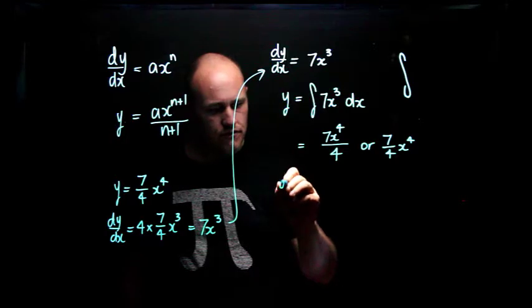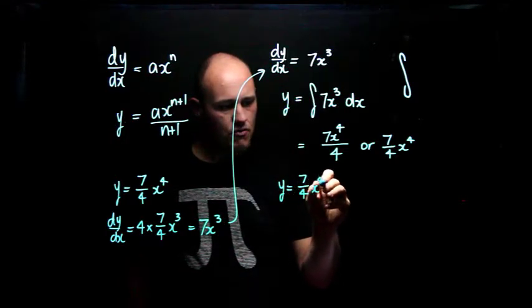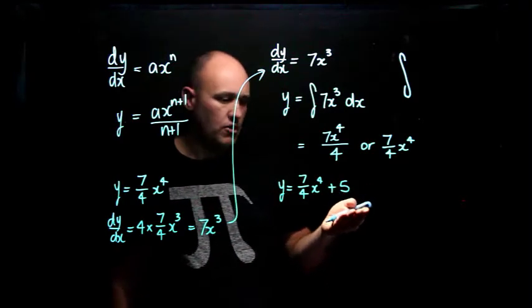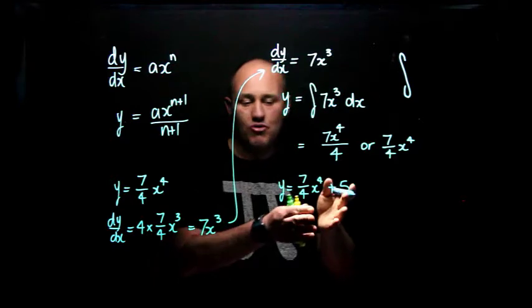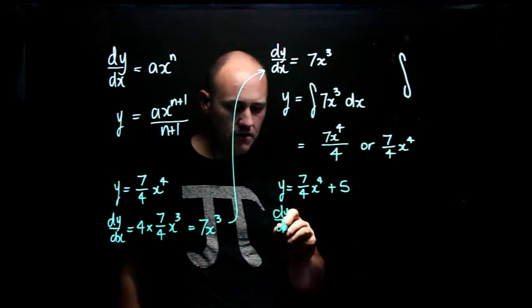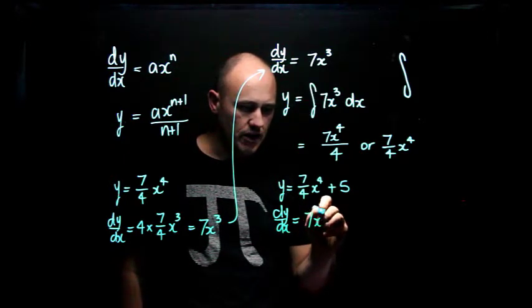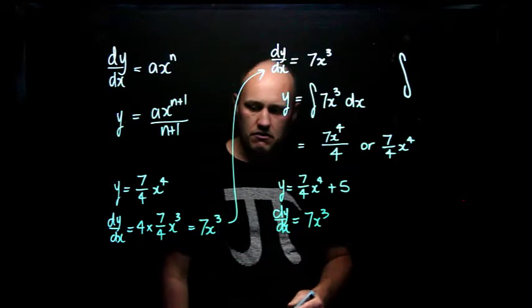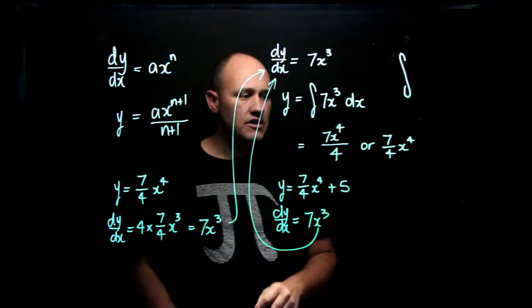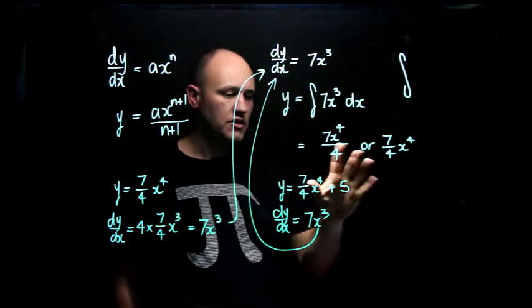What if I started with this function though? Y equals 7 over 4 x to the power of 4 plus 5. Or plus 7, or plus 100, or minus 10, or plus pi. Whatever that number is, it's just a number. If I derive this, hopefully you'll see that the 7 over 4 x to the power of 4 will become 7x cubed again. The plus 5 will just disappear. I've actually got the same answer. There's actually a whole bunch, if I integrate this or anti-differentiate this, I'll get a whole bunch of things here.